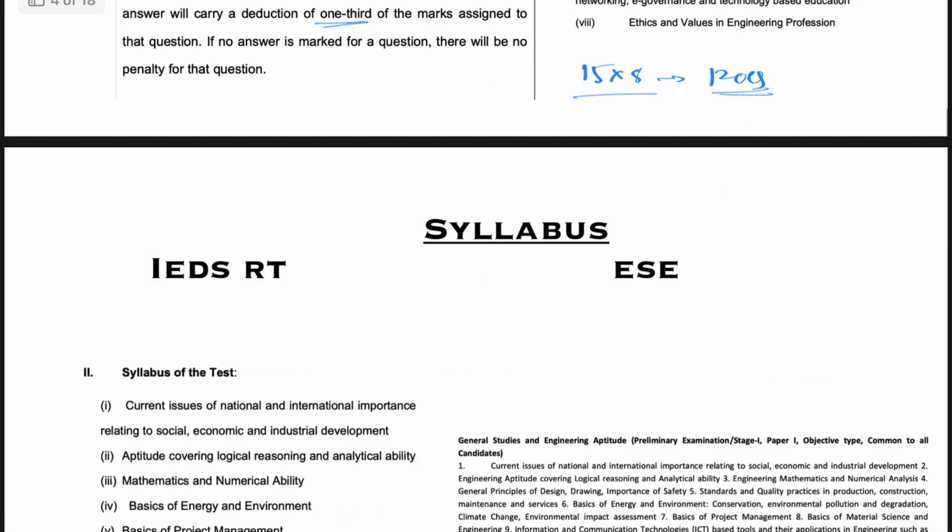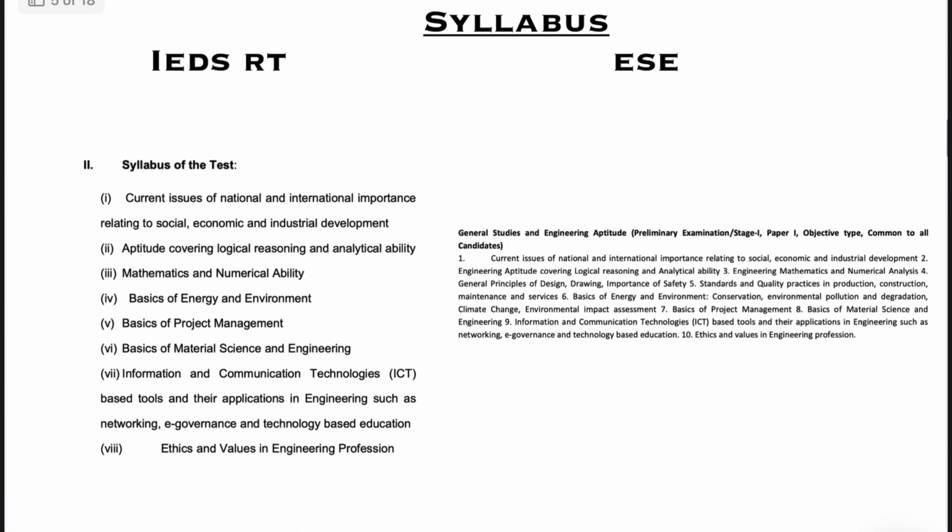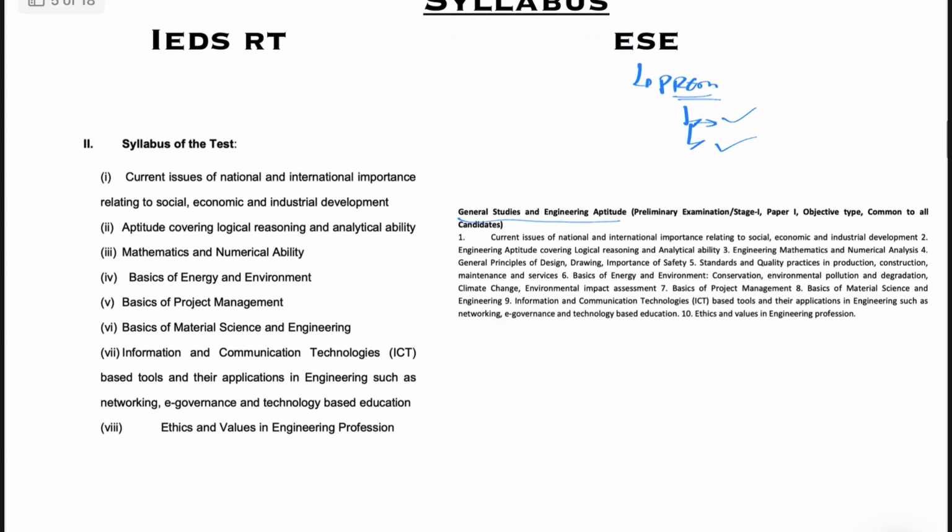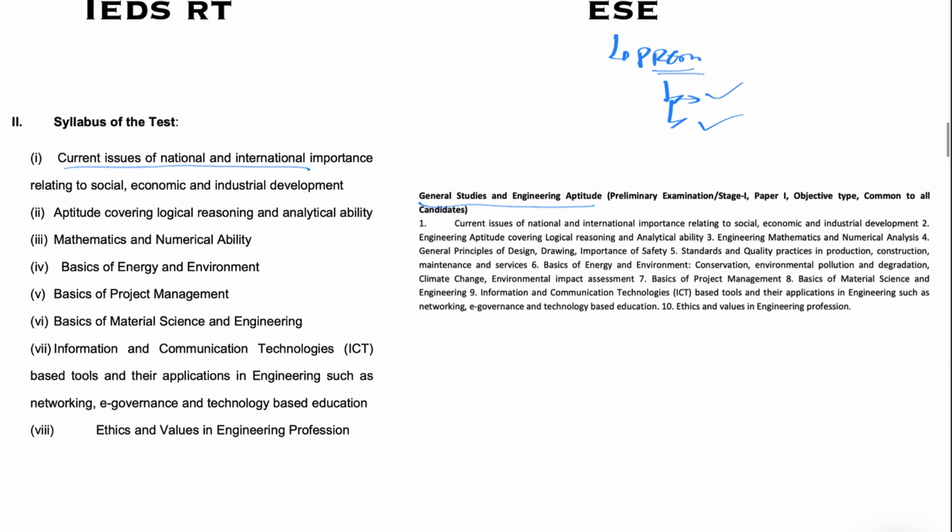Here I'm comparing the syllabus of the IEDS exam with the ESE prelims exam. ESE has a prelims exam in which there are two papers basically. One is a GS paper and one is an engineering services paper. This is the paper pertaining to the GS paper. Here, if you can see, most of the topics given here are the same here also.